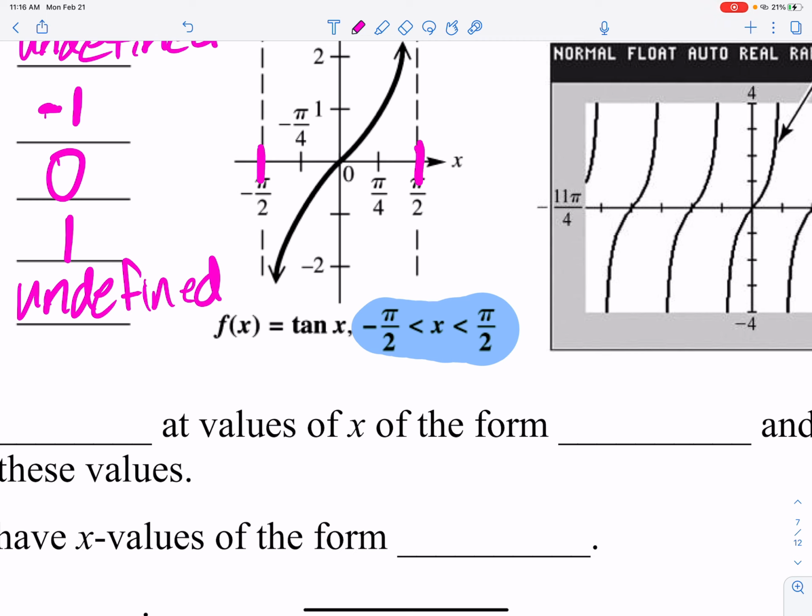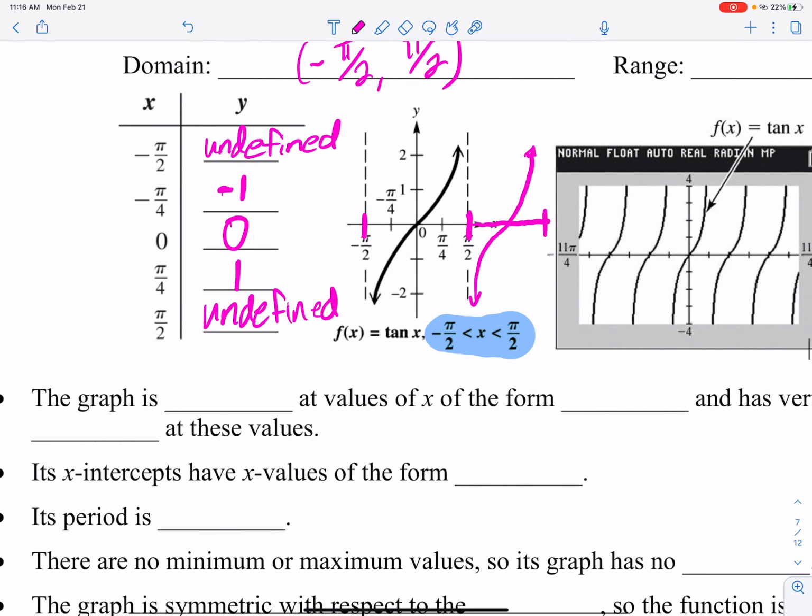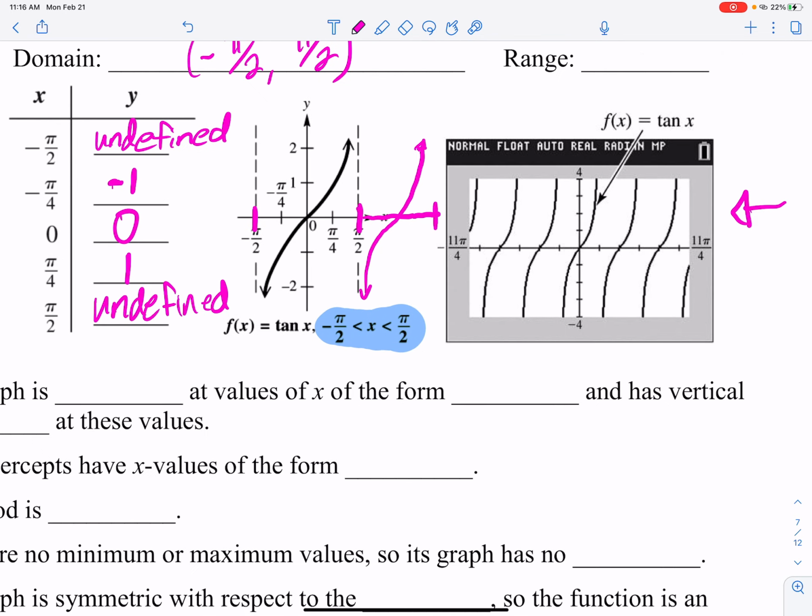I could also say that tangent exists from pi over 2 and then the next value. Can you guys tell me what the next value would be? So I would have this tangent function like this, and it would start over. What do you guys think? Not pi. Pi, it's defined, right? We're looking for where it's undefined again.